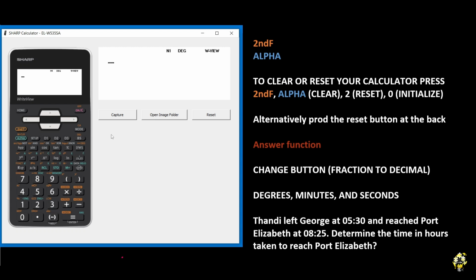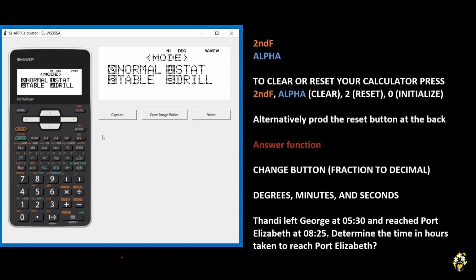Now, importantly, before you do anything with your Sharp calculator, you need to learn to reset it. In some cases, your calculator might not have the cover, and if you put it in the back, it might press itself and put itself on a different mode. The calculator has different modes. When you click on mode, you see you have the normal mode, the stats, the table, the drill. For our case, you always want your calculator to be on the normal mode, because that's where it does your general calculations, the ones that you and I in mathematical literacy deal with.